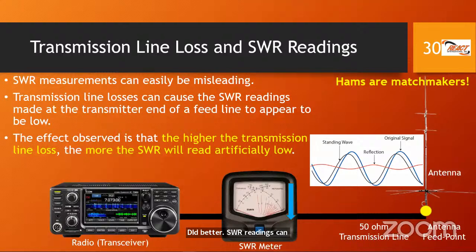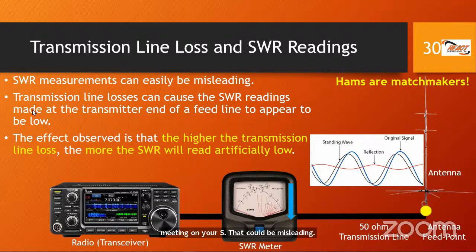You'll say, but wait a minute, we said earlier that the SWR is the holy grail. As hams, we are matchmakers. We are trying to achieve the lowest possible SWR. But how am I now saying that the SWR measurements could be misleading? We need to be aware that the more lossy your feed line or transmission line is, especially when it's very lossy, if you get an SWR reading on your SWR meter, that could be misleading. It may be artificially low.